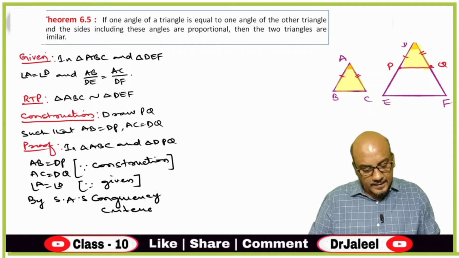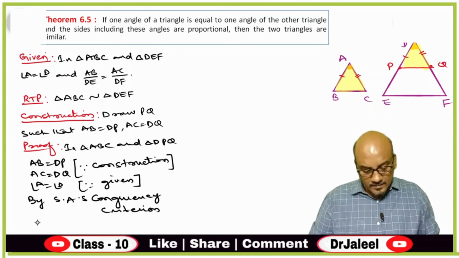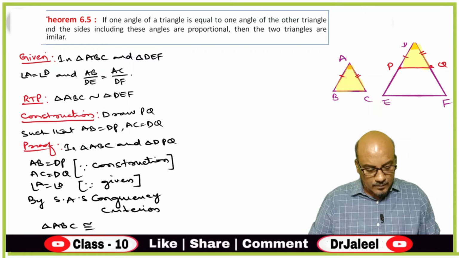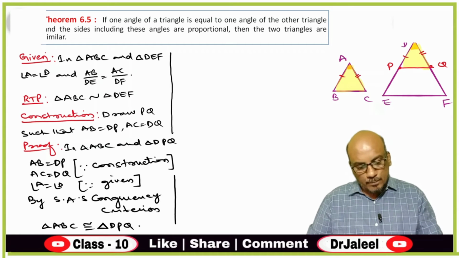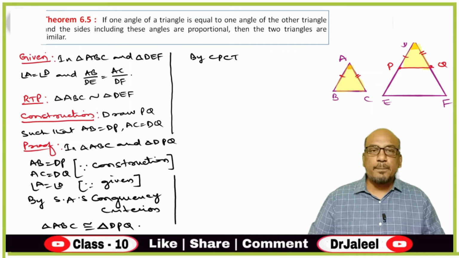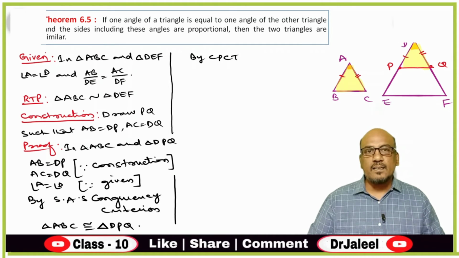Congruency criterion. What can you say, children? Triangle ABC is congruent to triangle DPQ. Children, we have proved that both the triangles are congruent. When two triangles are congruent, their corresponding parts must be equal. So by CPCT, CPCT stands for corresponding parts of congruent triangles are equal.